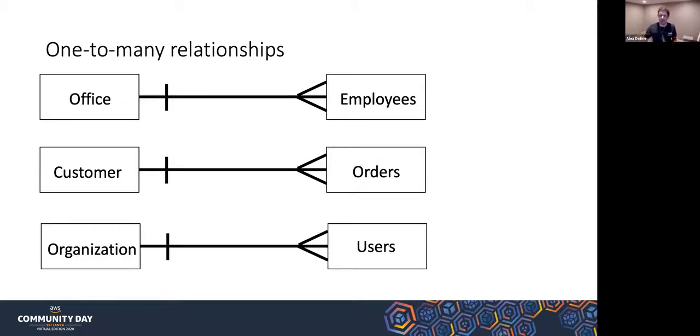Finally, in that example we saw already with that SaaS application, you can have organization and users. An organization signs up, allows multiple users within its organization to perform actions. So this is a one-to-many relationship.